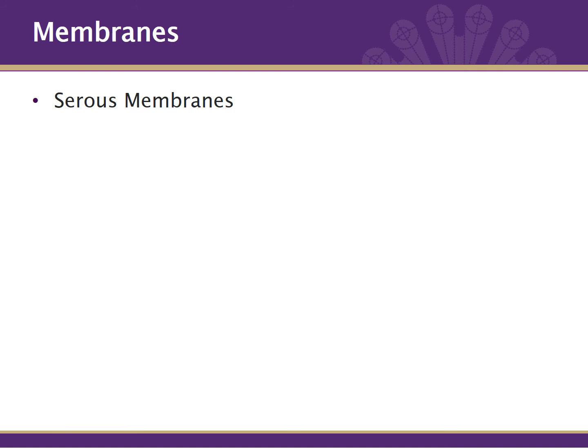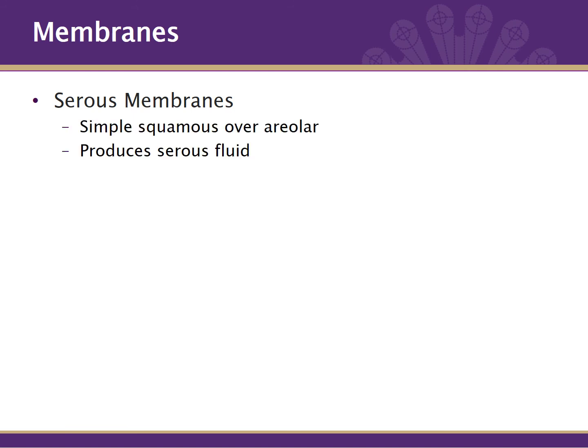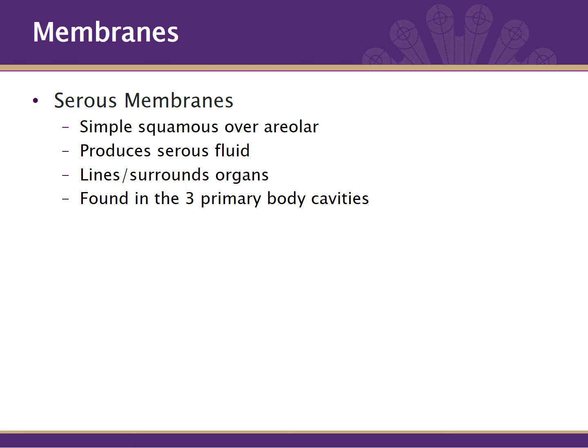Serous membrane is simple squamous epithelium over a thin layer of areolar tissue. It produces serous fluid, which is watery fluid that lubricates. It is found on the organs and lines the cavities that surround them. The fluid produced by the serous membrane helps reduce friction as organs can rub against each other when they move. This membrane lines cavities that are not exposed to the exterior of the body.